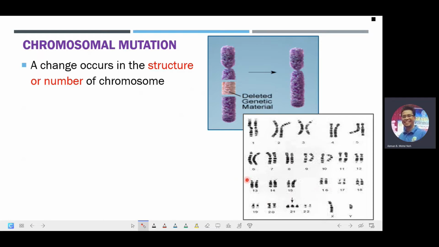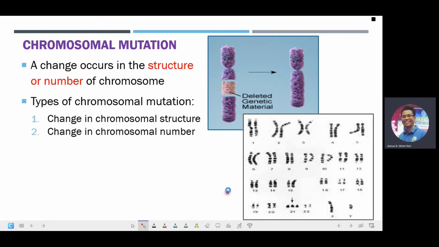And if we look at this diagram down here, this shows a karyotype of the human chromosomes. And we should know that the chromosomes of humans number 46. If we really look at this karyotype, we will be able to see that there is an abnormal number of chromosomes in which there are 3 chromosomes number 21. And so this shows the change in the number of the human chromosomes.